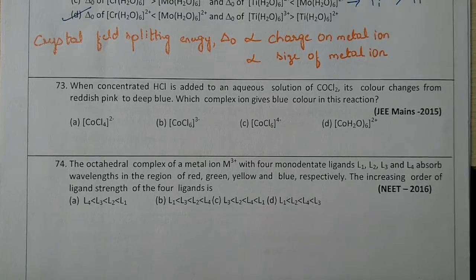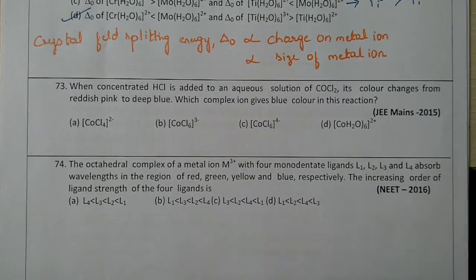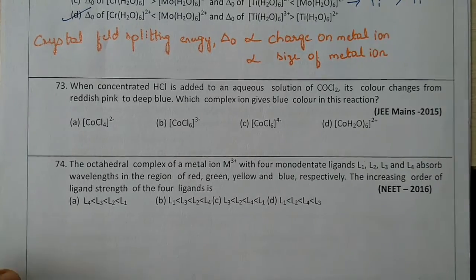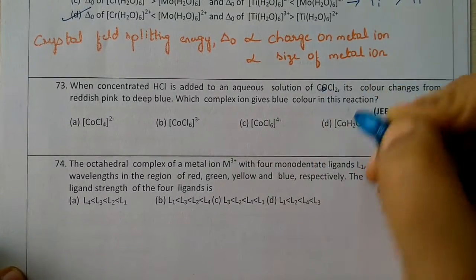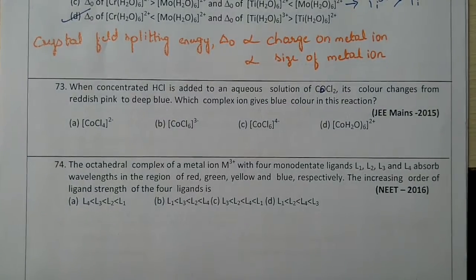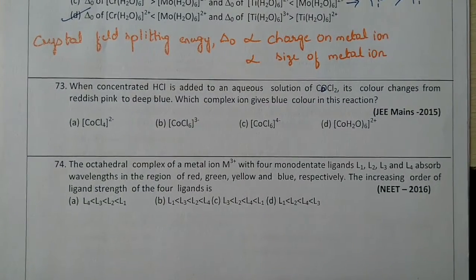When concentrated HCl is added to an aqueous solution of CoCl2, that is cobalt, with a small o, its color changes from reddish pink to deep blue. Which complex ion gives a blue color in this reaction?